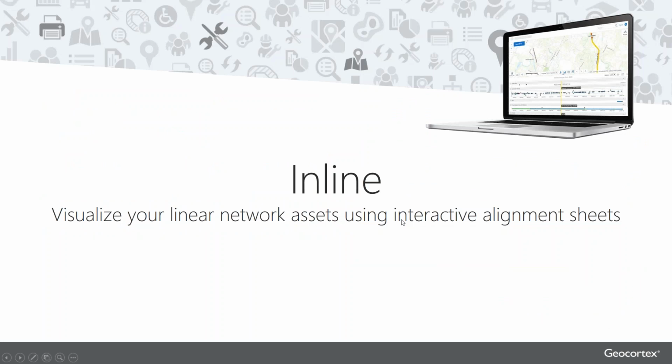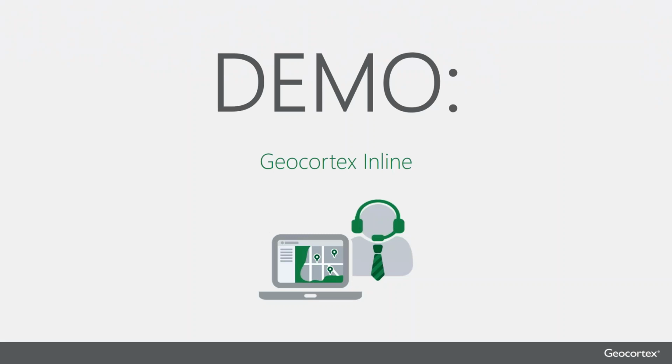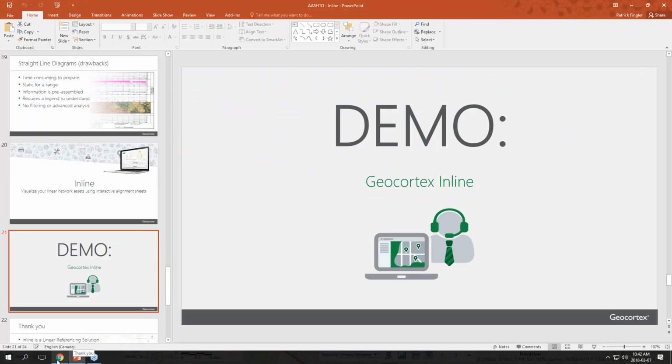So Latitude Geographics has developed, just recently, a solution that builds on top of our GeoCortex Essentials platform called Inline, and it allows you to dynamically visualize your linear network data through our dynamic alignment sheet, or straight line diagram. So let's just hop into a demo.